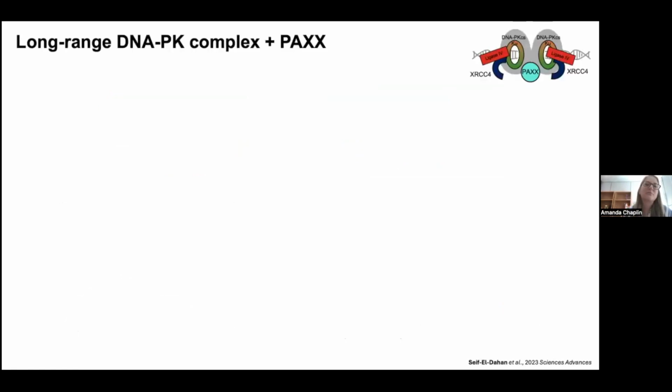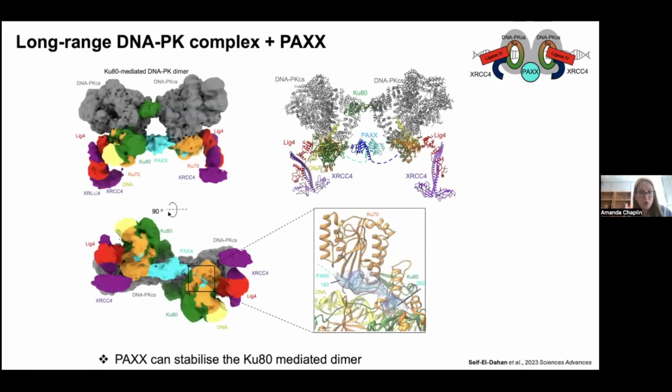So we then went beyond this. We wanted to see how PAXX actually interacts with the long-range complexes that we had established. So we took DNA-PK and ligase, XRCC4 and PAXX, and this is the data we were able to generate. So we still saw the Ku80 mediated dimer, but we could now see density in the middle here. So we assumed this must only be PAXX because this was the only extra thing that we'd added in.